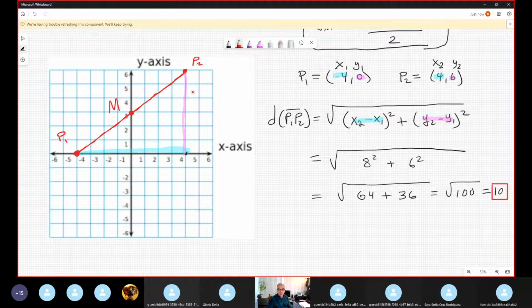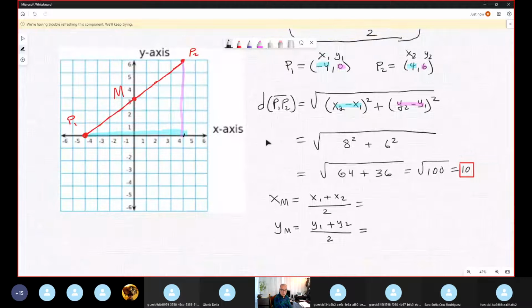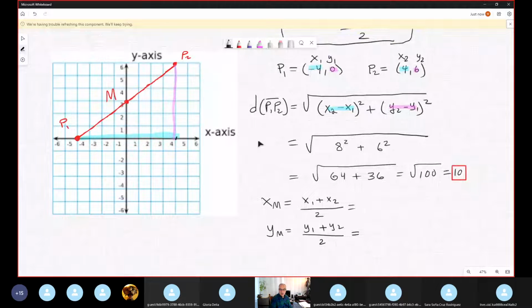Okay, what about the midpoint? The midpoint is different. The formula for the midpoint is x sub m is x1 plus x2 divided by 2, and y sub m is y1 plus y2 divided by 2. The order is not important because it's addition. Addition is completely commutative, so we can switch the components and the answer doesn't change. Subtraction, well, you can, but the problem is that you square.